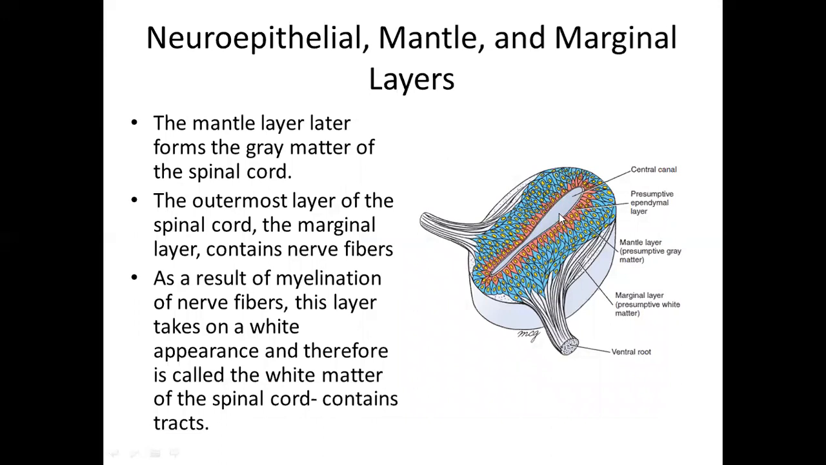So the cytodifferentiation results in the formation of three layers: the neuroepithelial or the ependymal layer, which is lining the central canal and is lined by the ependymal cells. Then is the mantle cell layer, which contains mainly the neurons and other types of cells, that is the oligodendrocytes and the astrocytes. And finally, we have the marginal cell layer, which is the white layer. This layer takes on a white appearance because it is myelinated, and that is why it contains the tracts, the ascending and the descending tracts.